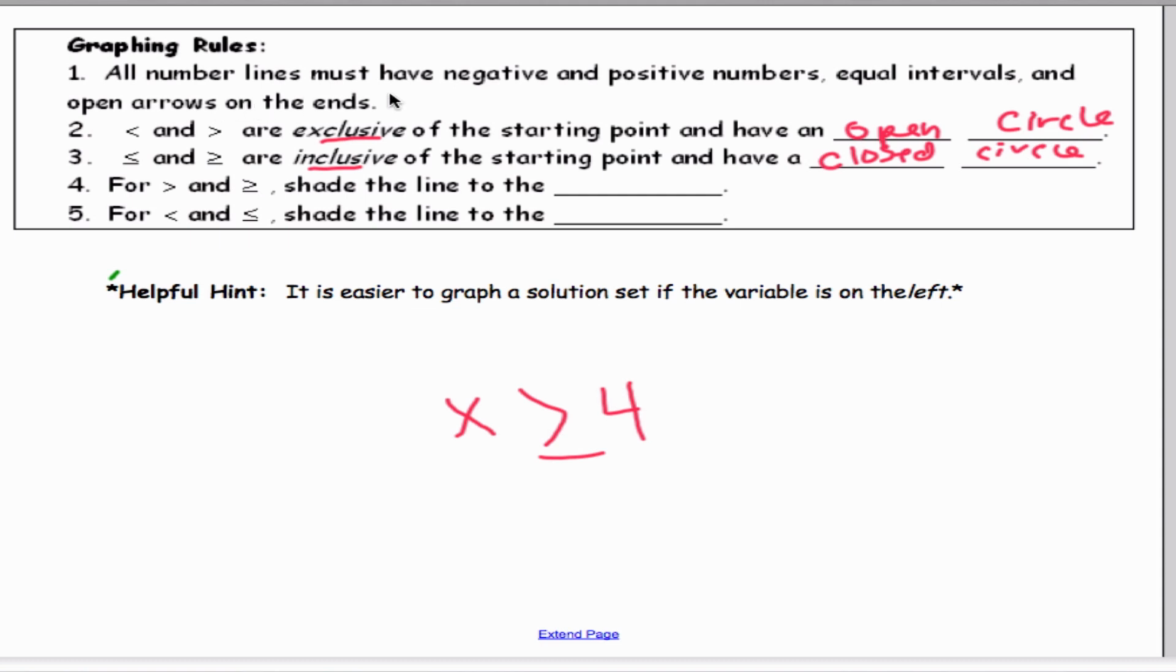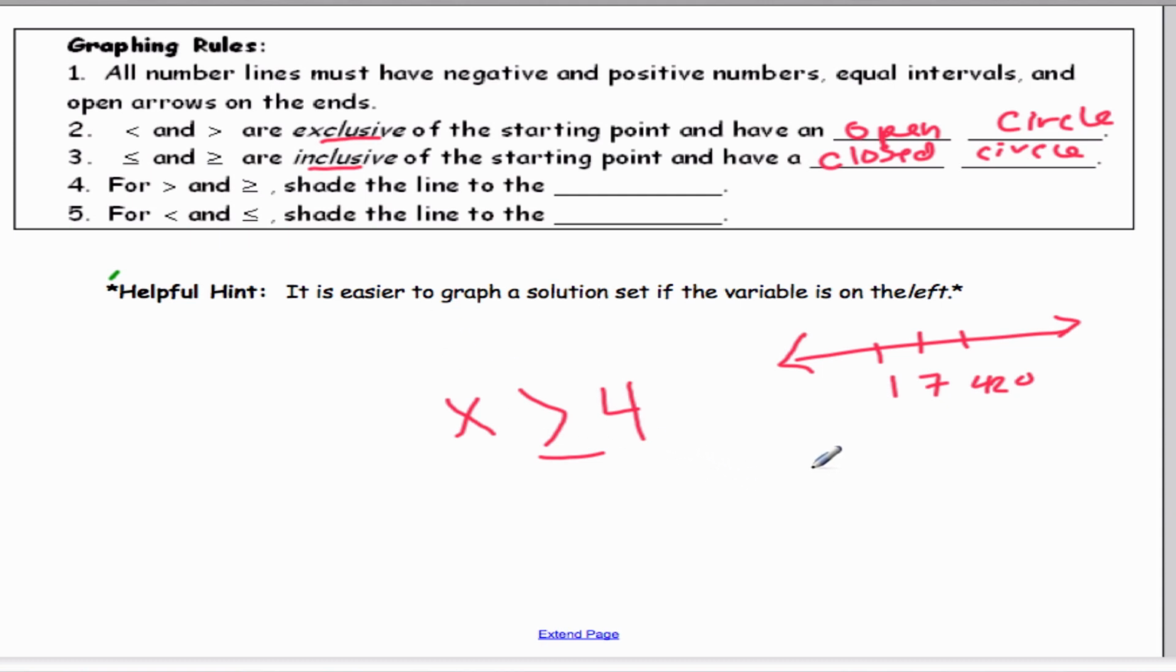So our number lines, we want to think about them having positive and negative numbers, that they're drawn with equal intervals, meaning that we wouldn't have a number line and have 1 and then the next be 7 and the next be 420, and those all be equal distance apart. We want to represent the same amount between each point, and have open arrows on the ends. So we want to show that those number lines are going on forever in both directions.